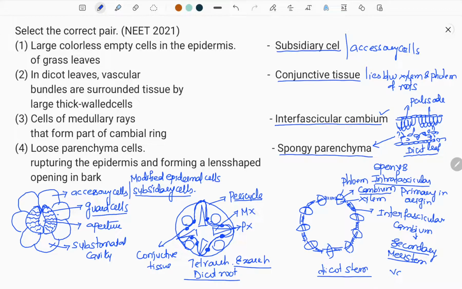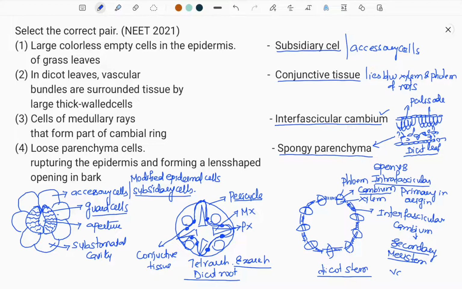So in this question, different kinds of tissues or cells are asked. Subsidiary cell, conjunctive tissue, interfascicular cambium, spongy parenchyma are asked. These four kinds of tissues are completely different, nowhere connected to each other, and all are put together and described on the left side, and he is asking which of these four are correct and which are wrong. So you should have a complete understanding of the tissues and their structures as well as functions. Then only you can choose the right answer without any difficulty.